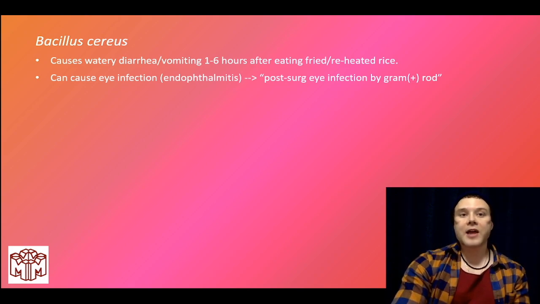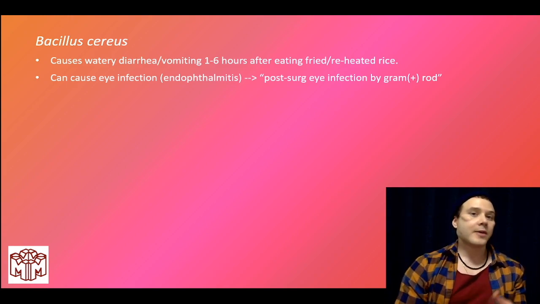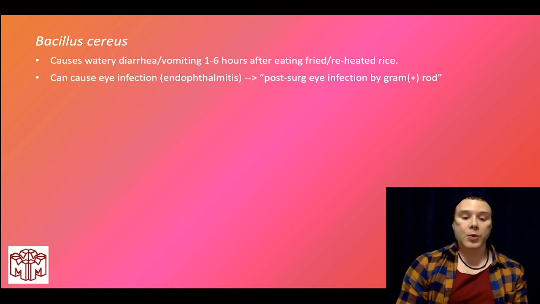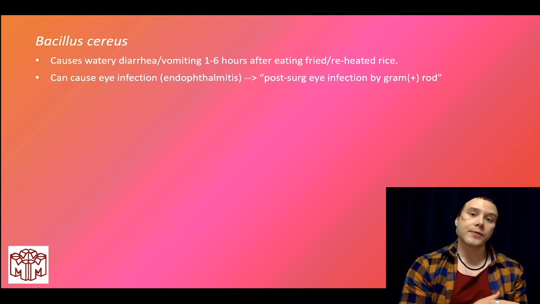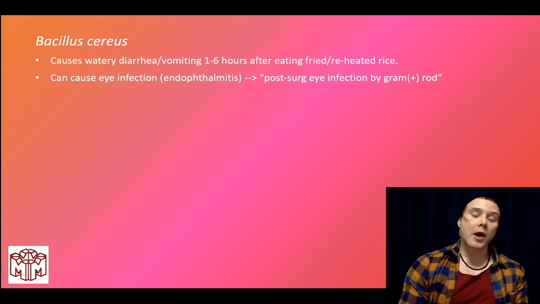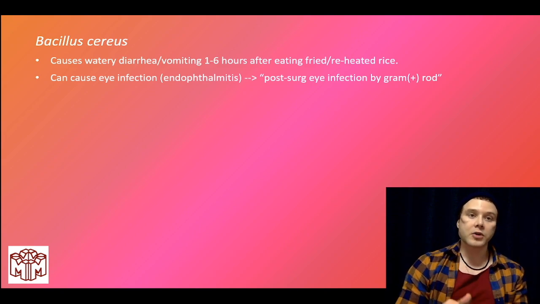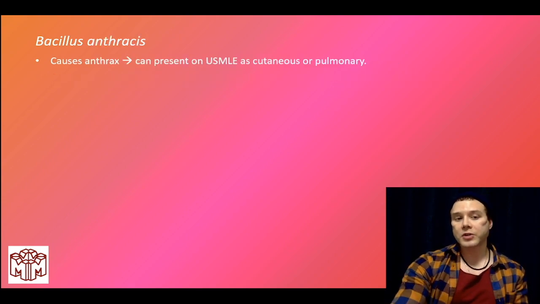Now, the USMLE is not going to just arbitrarily give you an eye infection and then expect you to know it's Bacillus cereus versus Staph aureus, etc. That's not what they're going to do. They'll say a patient had surgery, let's say for cataracts, and that they have an eye infection caused by a gram-positive rod. And you look at the answer choices, you see Staph aureus, wrong answer because that's gram-positive coccus in clusters, okay? You might see E. coli, wrong answer, gram-negative rod. And you might only be left with Bacillus cereus as the gram-positive rod listed. And you're like, that's weird. I thought that caused diarrhea, vomiting from fried rice, but it's the only gram-positive rod listed, okay? So it can cause eye infections.